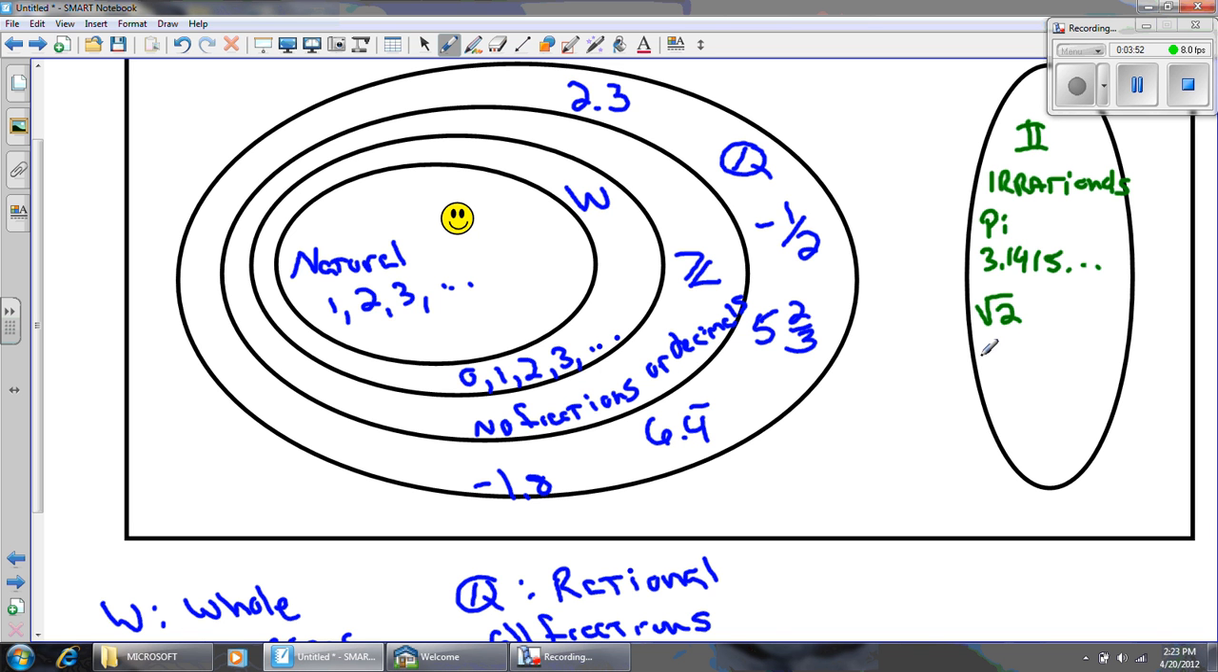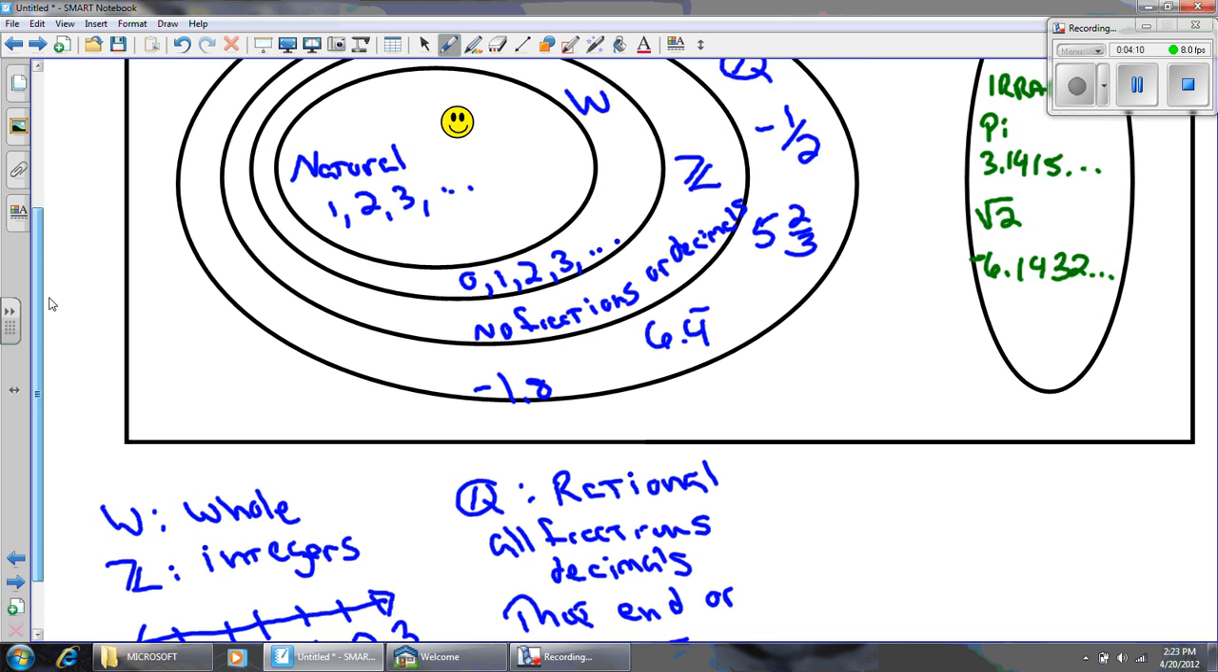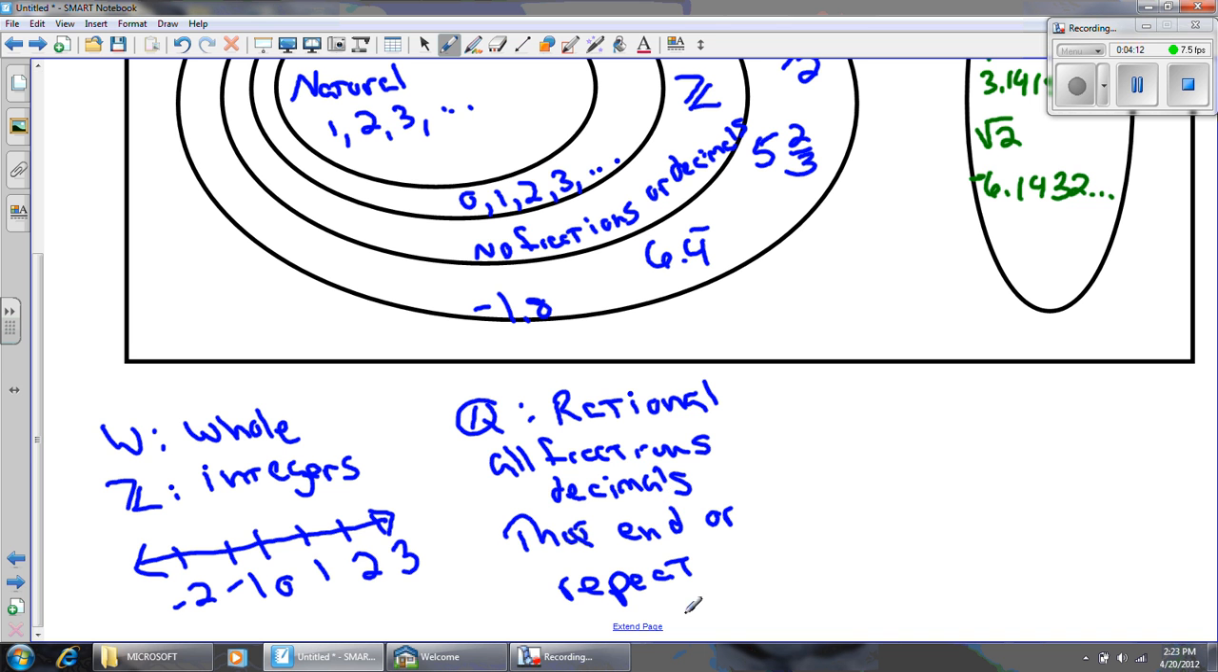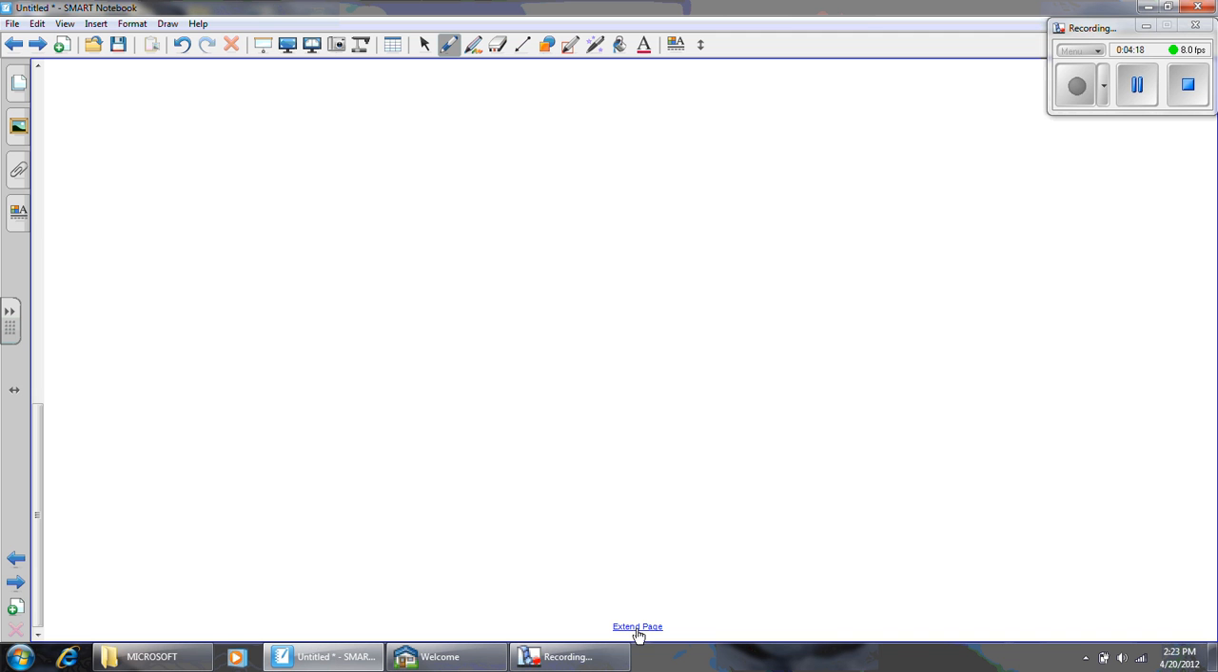All right. If you see dots after a number, it could be a negative 6.1432 and so on. It means it goes on forever without repeating. Those are the irrationals. And altogether, they make up the real numbers. And I don't believe you're going to have to worry about anything except real numbers on the OAA. All right, so that's number systems. We'll review a little bit in class about those.